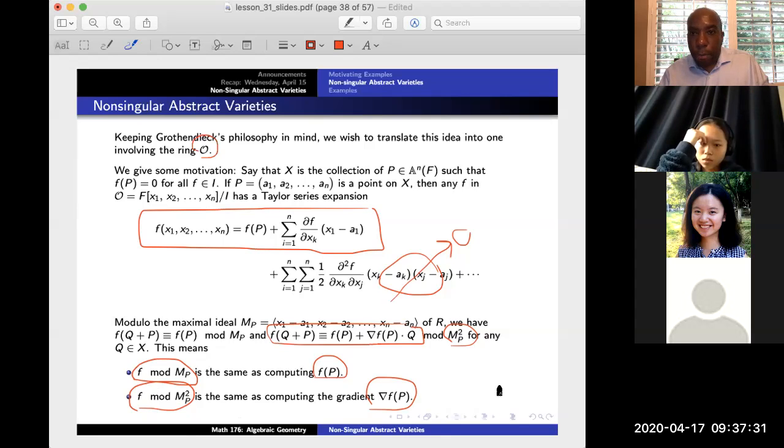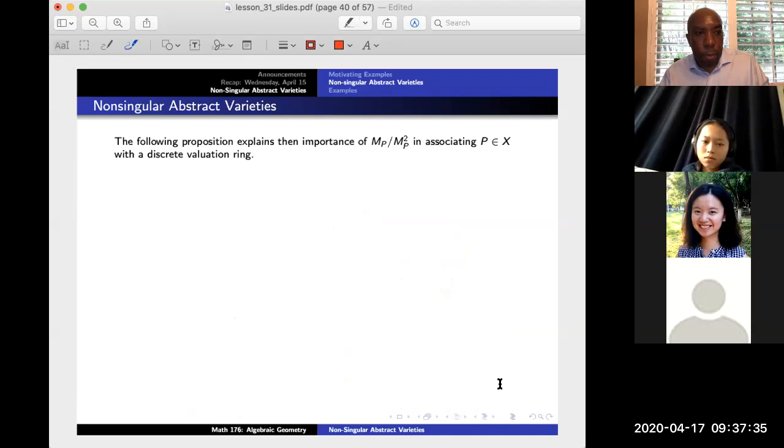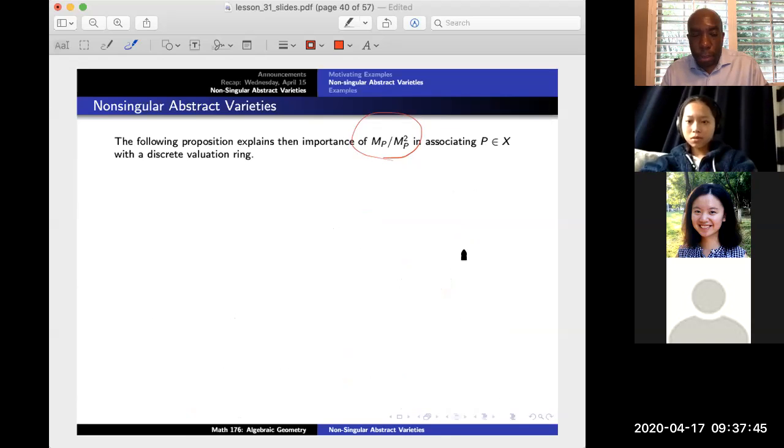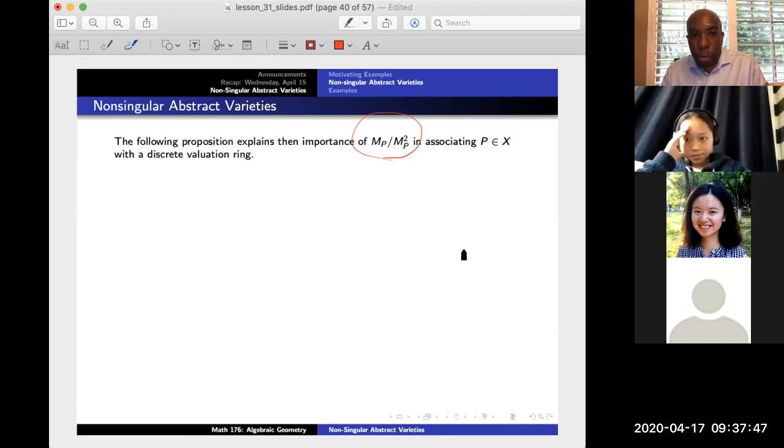Okay, so I'm going to try to put all of this together on the next slide to explain what's what. What we actually want to do is work with this quotient. So MP is an ideal, it's a maximal ideal. MP squared is another ideal. It's not maximal, but it's just some other ideal. So I can talk about the quotient here, which is just going to be some subring.